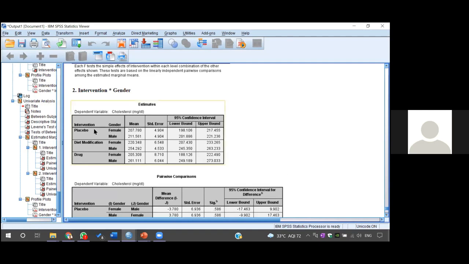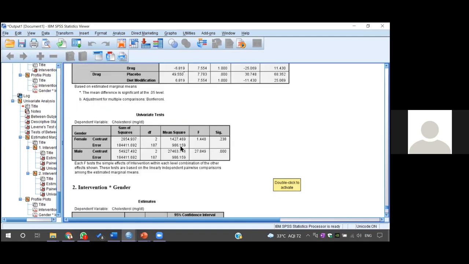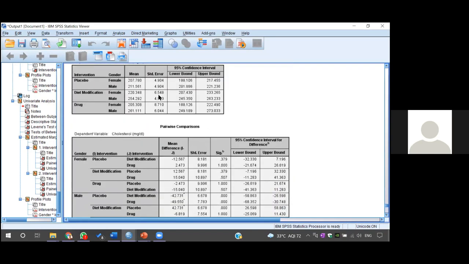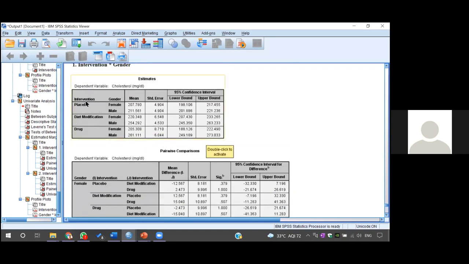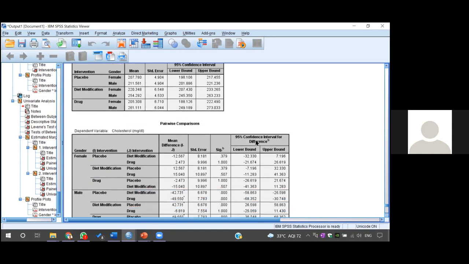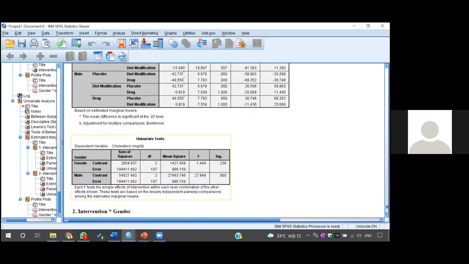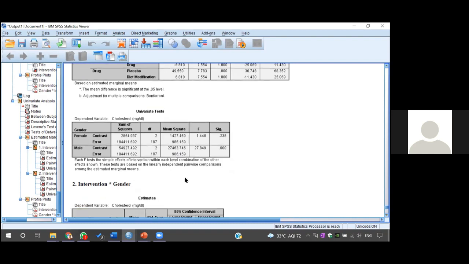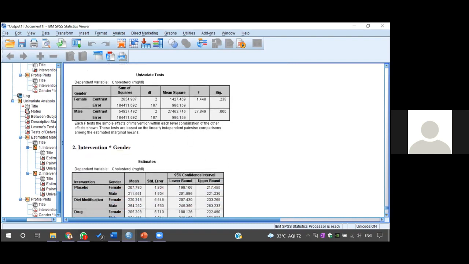the mean is different. Here you can see that the placebo female is 207 and placebo male is 211. And if you come up again, here you will see that again, this table will be the same because it is giving you the estimated marginal mean. So this estimate table and this table, this one, this will be the same, but this pairwise comparison will be different. Okay, so you need to give one result of estimate and 2 pairwise comparisons in the result section.